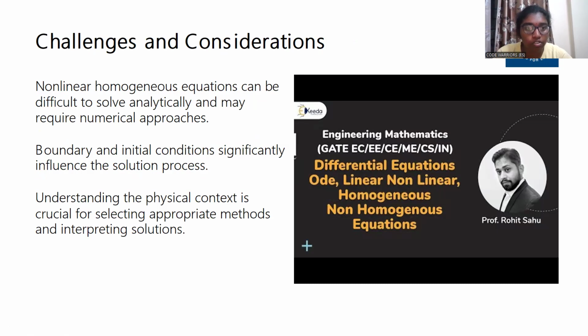Challenges and considerations. Non-linear homogeneous equations can be difficult to solve analytically and may require numerical approaches. Boundary and initial conditions significantly influence the solution process. Understanding the physical context is crucial for selecting appropriate methods and interpreting solutions.